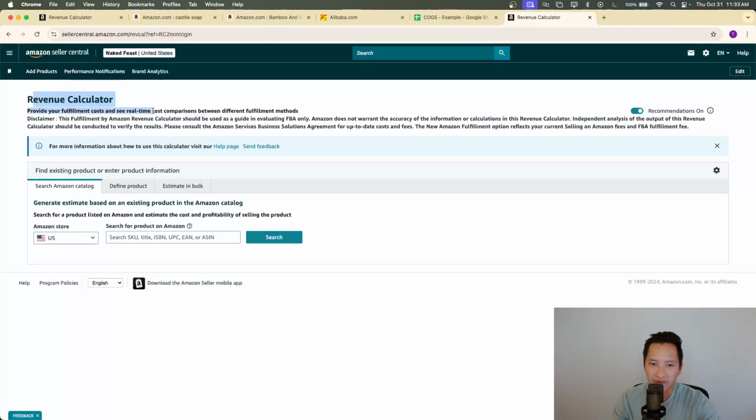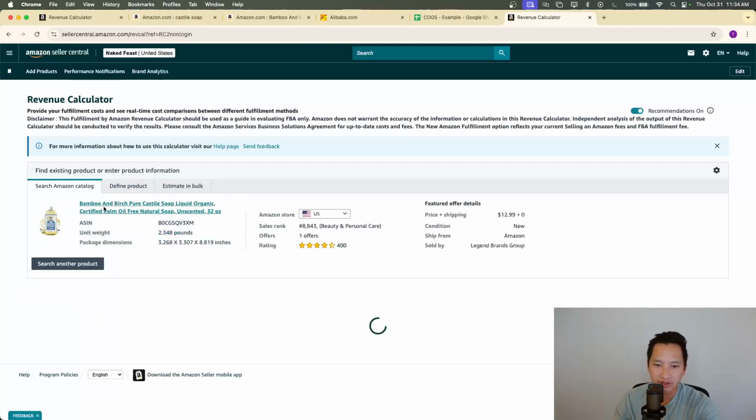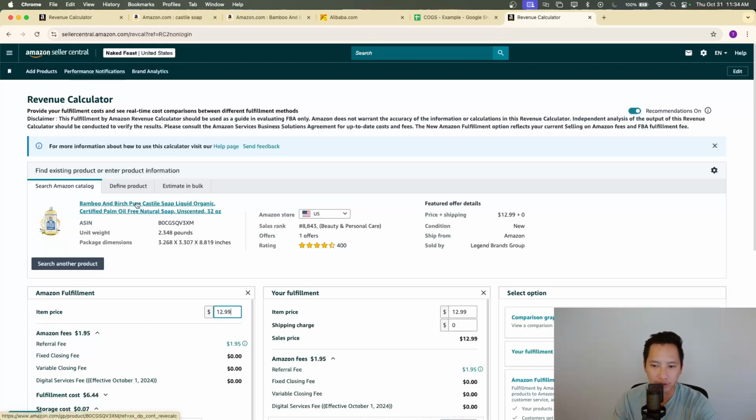And so this is the Revenue Calculator tool. This is going to help you and guide you to understand how much money you're going to make per unit. So what you can do is generate an estimate based on an existing product in the Amazon catalog. And so we already copy pasted the ASIN that we want to look at. It's this Bamboo and Birch pure Castile soap liquid.